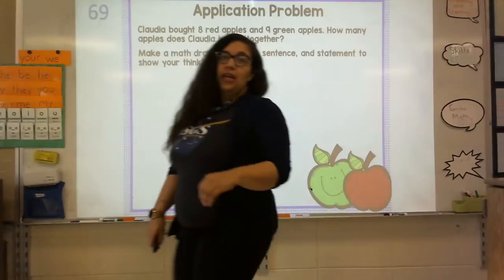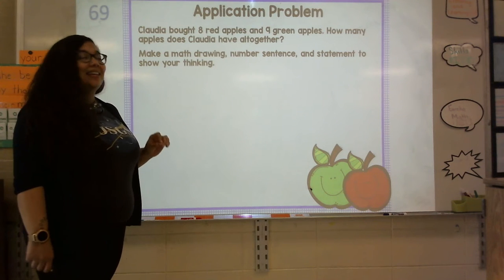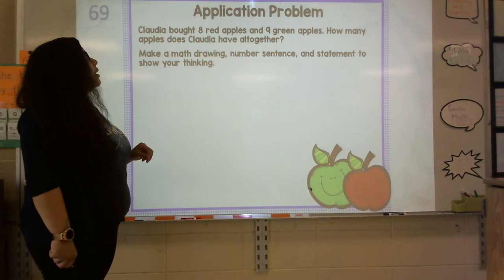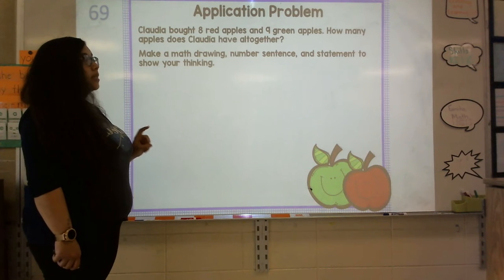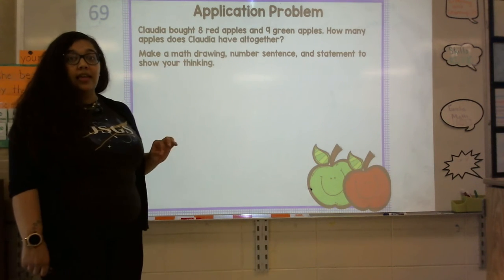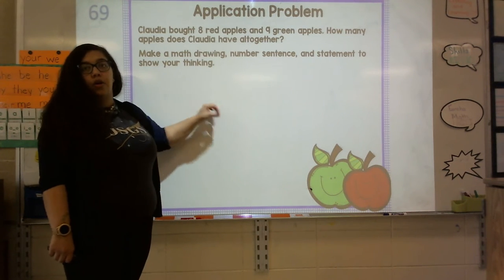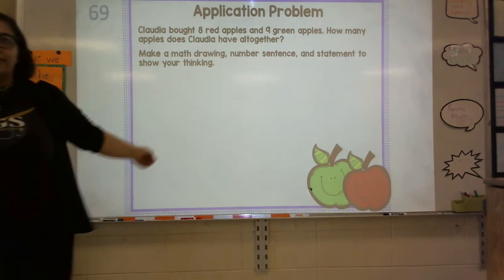All right, so it reads, Claudia bought 8 red apples and 9 green apples. How many apples does Claudia have altogether? Make a math drawing, number sentence, and statement to show your thinking. All right, so like I said, the video is about to cut away for you to work on this. So let me give you a clean shot.